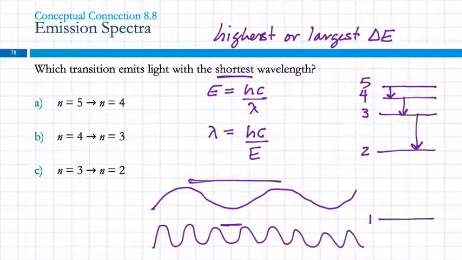These are moving at the same speed. And it helps that this one looks more energetic, right? High frequency, high energy, and that's short wavelength. So the shortest wavelength transition is going to be the one with the biggest energy change.